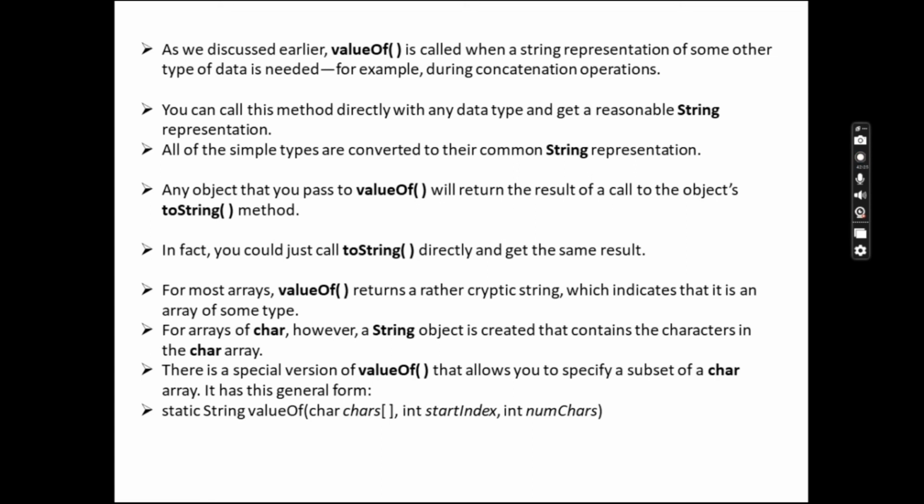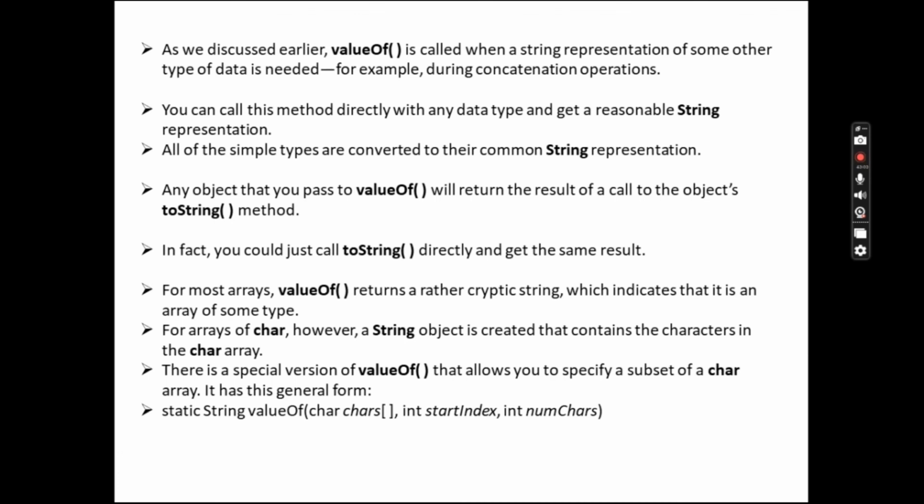As we discussed earlier, valueOf is called when a string representation of some other type is needed, for example, during the concatenation operator. We can use this method directly with any data type and get a reasonable string representation which is already specified. All methods are built in, so you don't need to do any conversion on your own. All of the simplest types are converted to their common string representation. Any object that you pass to valueOf will return the result of the object's toString method. It will return the string representation.